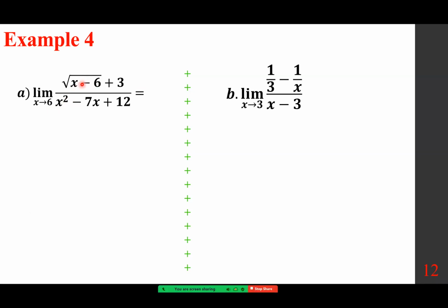If you plug in 6 here, this is 0 and this is 3. This one is 36 minus 42 plus 12. 36 minus 42 plus 12 is 6. 3 over 6 is 1/2. So it's not always 0/0. Evaluate it. This is very basic, class. Just plug in.